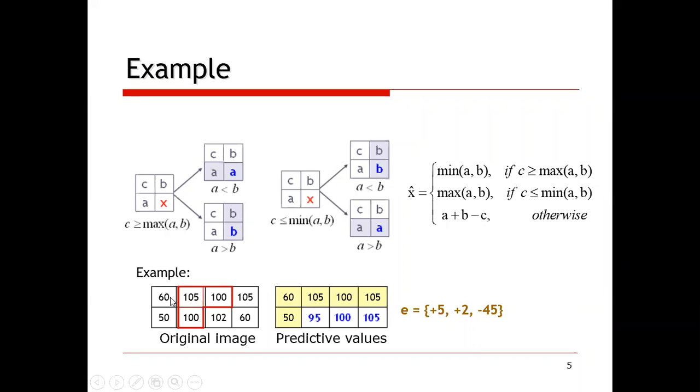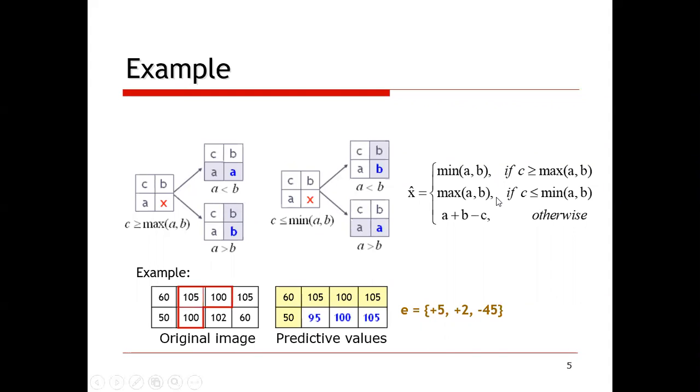First, apply the formula. If c is greater than or equal to the maximum of a comma b, the maximum of a comma b is 105. If c value, 60, is greater than or equal to 105, this condition is false. Next, if c is less than or equal to the minimum of a comma b, a value is 50 and b value is 105, the minimum is 50. Is 60 less than or equal to 50? No, so the condition does not satisfy.